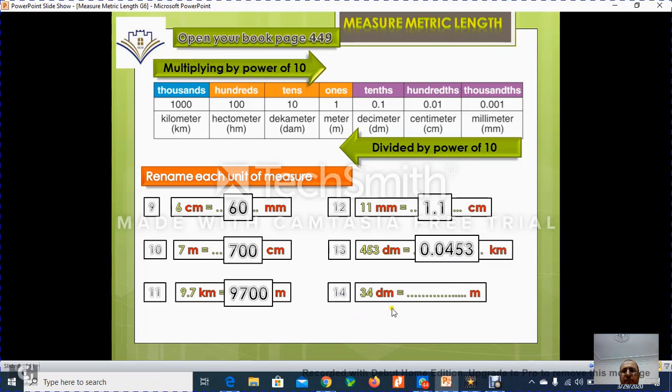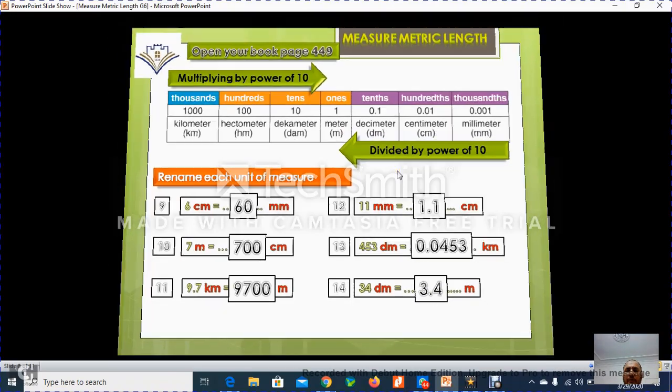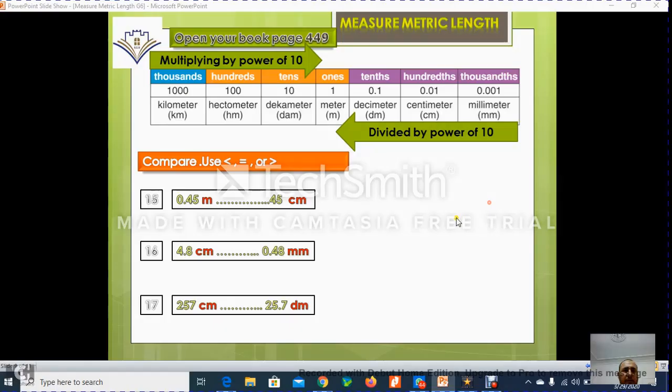Question number 14. 34 decimeter equals dots meter. From decimeter to meter. Is it multiply or divide? From smaller to larger, divide by 10. Then 3.4. Okay, and this slide is about comparing, using greater than, equals, or smaller than.